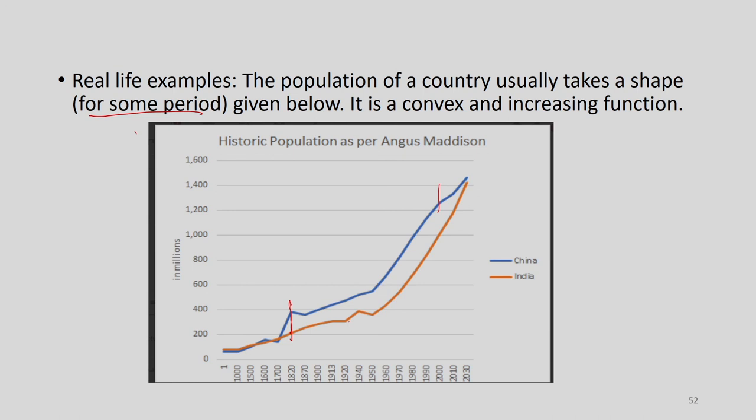That's a concave function. And it may so happen that population starts to fall after a point of time. In many countries that is actually happening. For example, in Japan or Russia, the actual population is declining, and demographers say that this will happen in India and China also, maybe sometime in the future. So here was an example of how we can see convex and increasing functions in real life.